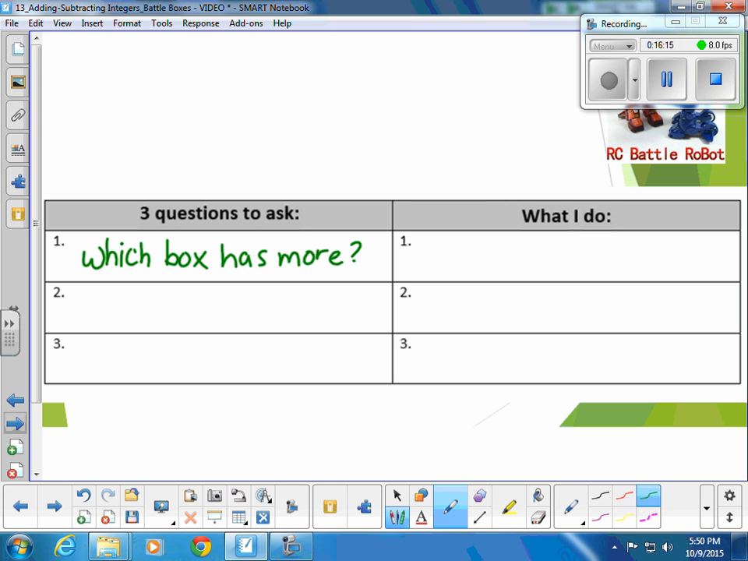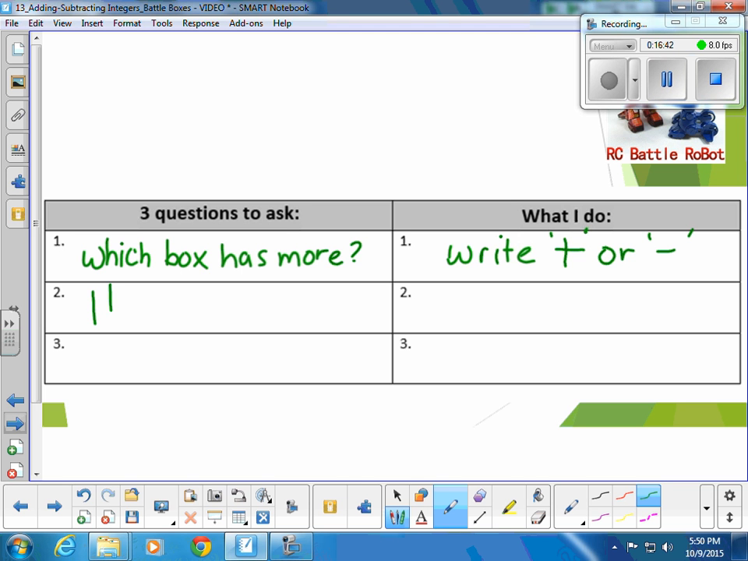What do I do when I ask myself that question? Which box has more? All I'm doing is writing a positive or a negative. Those are positive and negative signs. That's all I'm writing, determining is it a positive answer or a negative answer based on which box has the bigger number.